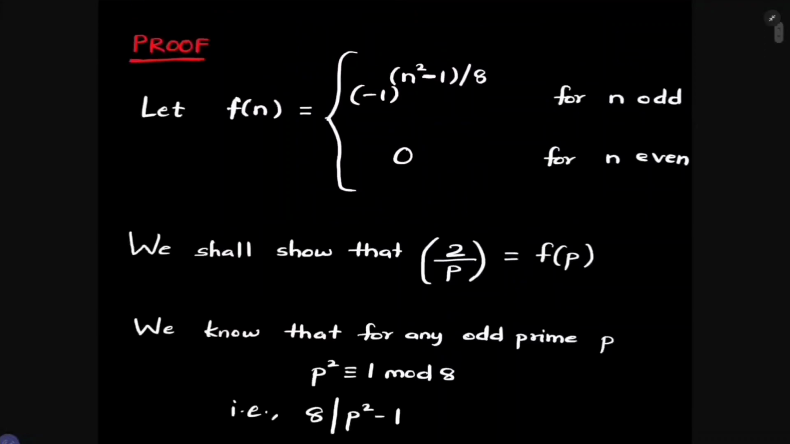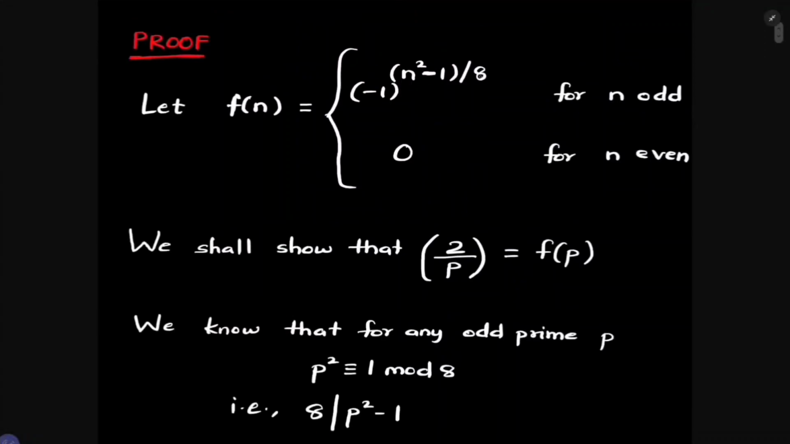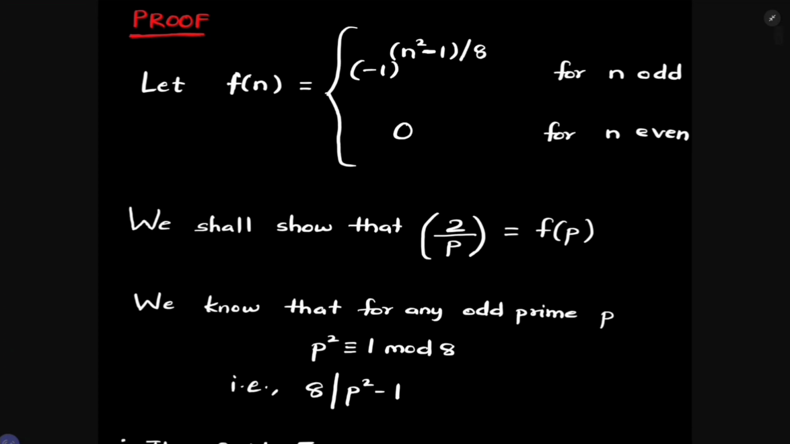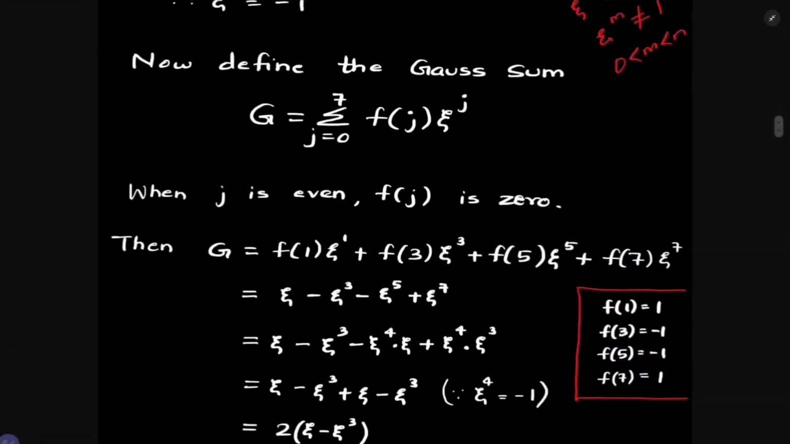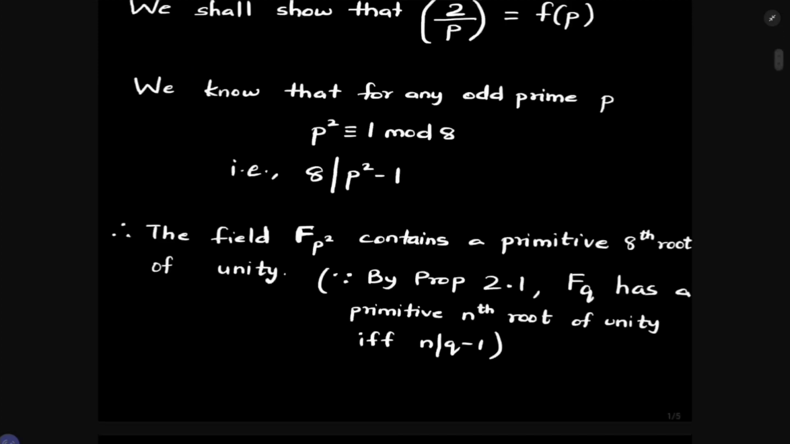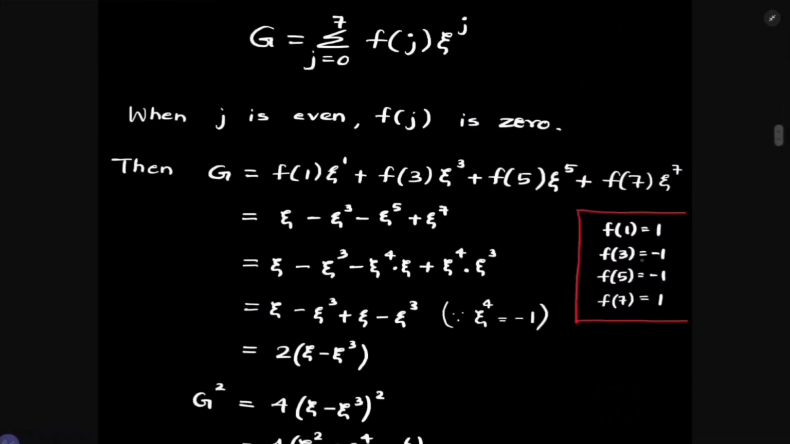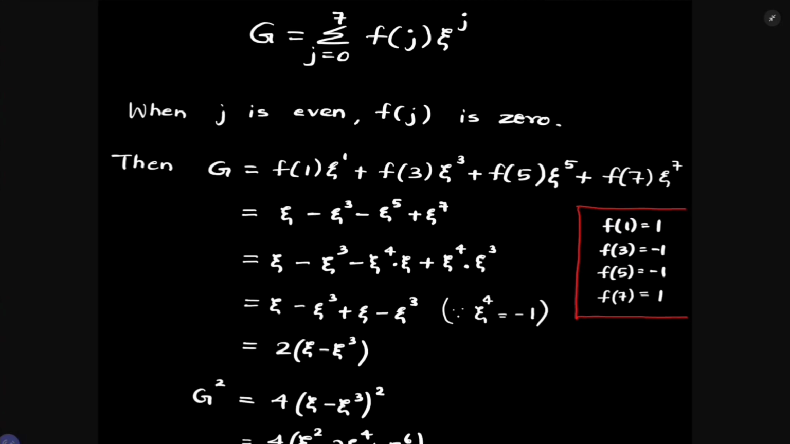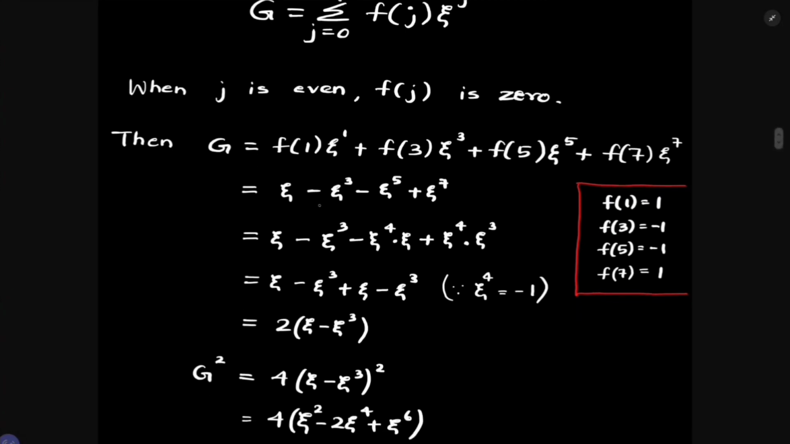What is f(1)? f(1) is (-1)^((1²-1)/8), that is (-1)^0, which is 1. So f(1) is 1. What is f(3)? f(3) is (-1)^((3²-1)/8), that is (-1)^1. So we get f(3) is -1. Similarly, f(5) is -1 and f(7) is 1. Substituting these values, we get G equals ξ - ξ³ - ξ^5 + ξ^7.